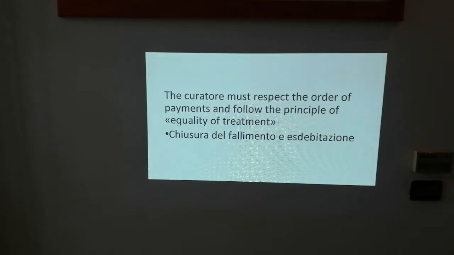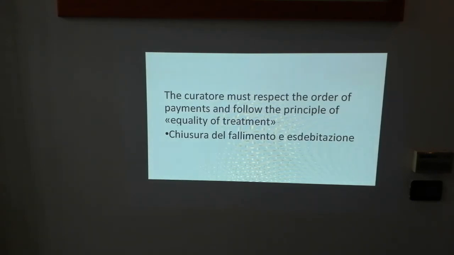But then within their classifications, there's a principle of equality of treatment. So if there's only 50% left for the unprivileged creditors, then everyone will get 50% of their debt. So there won't be just some creditors with everything and some with nothing. Everyone gets the same percentage within that classification.